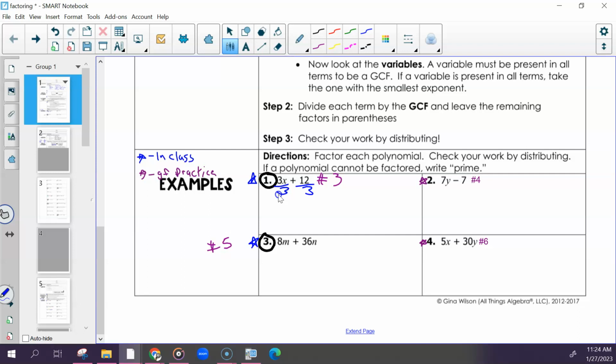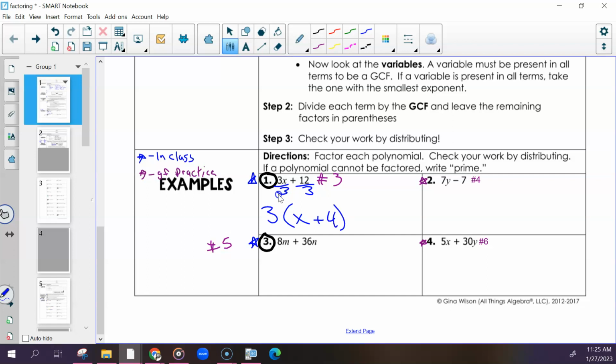Can we divide both by an x? No, because only one has an x. So we would put that 3 that we're dividing by in front of parentheses, or outside of parentheses, whatever. And then we're looking at what's left. So 3x divided by 3 is 1x, for this x. And then 12 divided by 3 is 4. So plus 4. So our inside is prime. It doesn't have anything in common.